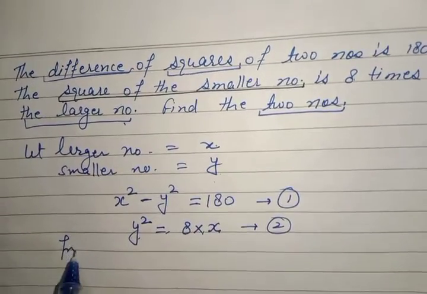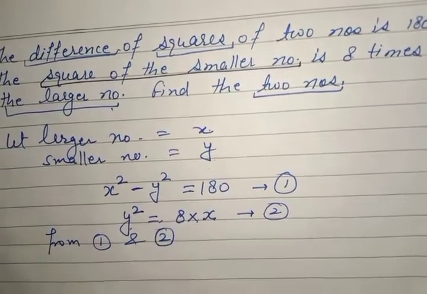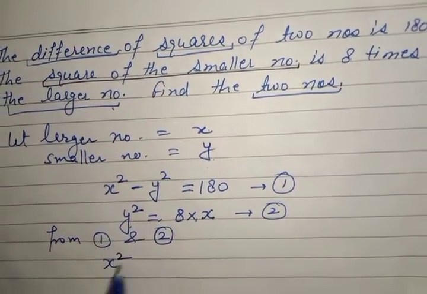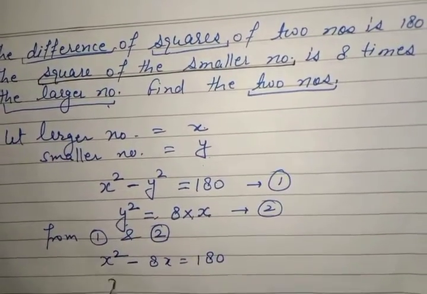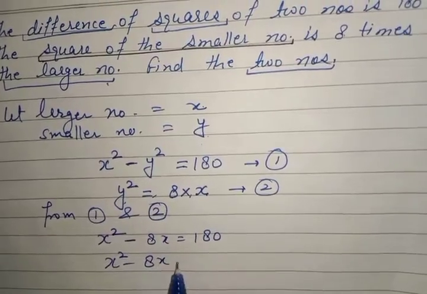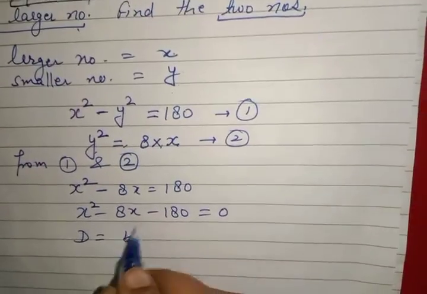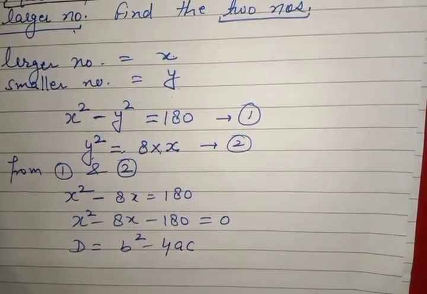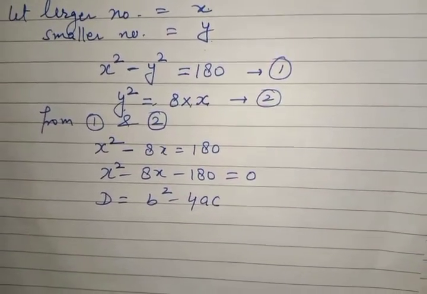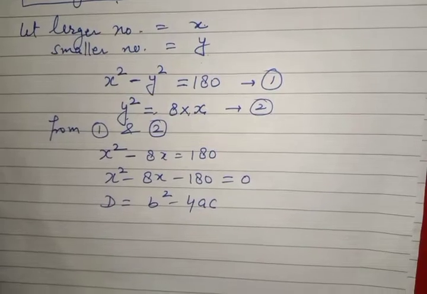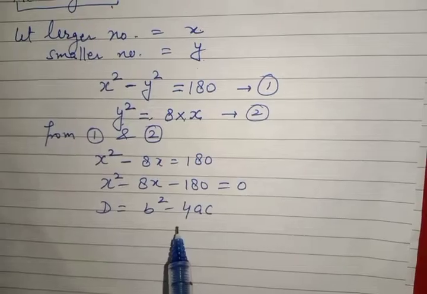So from 1 and 2, because we are doing a quadratic equation, we need to convert it into one variable. So it is x square, and in place of y square I can write 8x, equals 180, and this will be x square minus 8x minus 180. You can apply the discriminant, which is b square minus 4ac, and I have explained all these things in my first video. I will give the link in the description box. You can see it and find out how to find the solution by the quadratic formula.